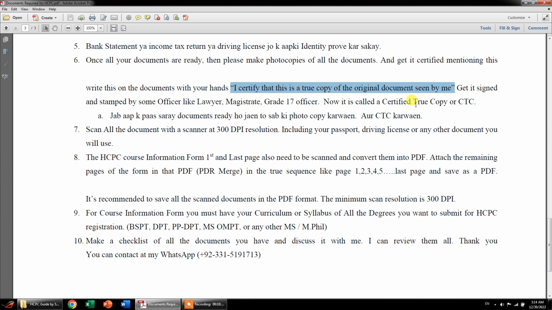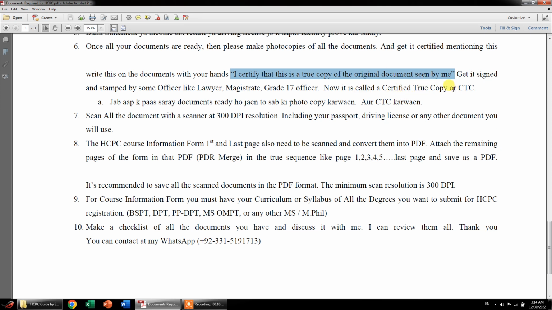Okay, then when you have the CTC copies of all the documents, you should scan these copies at 300 dpi resolution. Now this is important. 300 dpi resolution means that it should be very clear to see and it should not have any problem, so the quality is good enough, and you can make it in PDF, it is better.